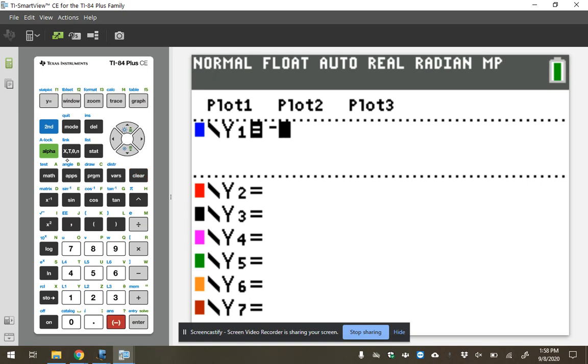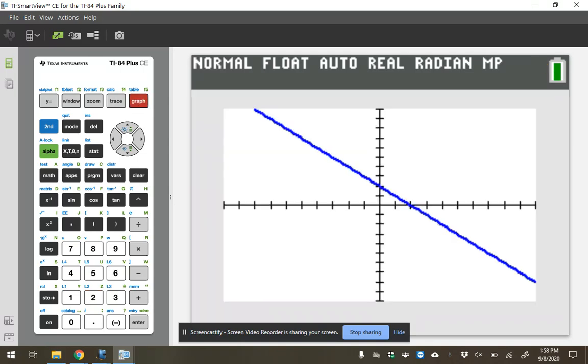And I'm going to put -x plus 2. Be careful to use the negative symbol, not the minus sign. The negative symbol is down here by the decimal point, down at the bottom row. If you use the minus sign, it's going to give you an error. It does not read them as the same thing.